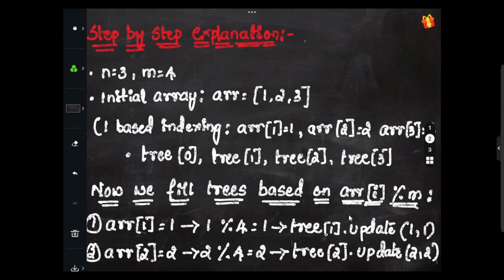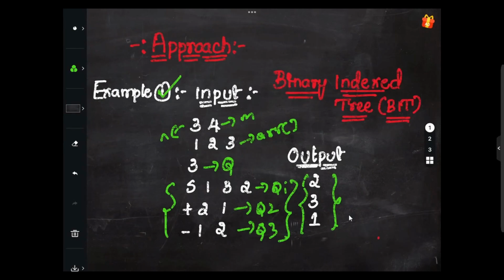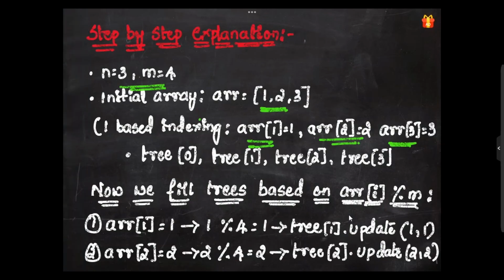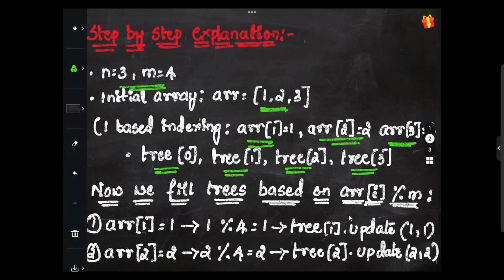First, we have n equals 3 and m equals 4, right? The initial array we have been given in the input is 1 2 3, in the second line. We will be going with 1-based indexing here. Array of 1 equals 1, array of 2 equals 2, array of 3 equals 3. We will be considering trees of 0, 1, 2, 3, so basically we'll be going with 1-based indexing, considering from 0 to 3.